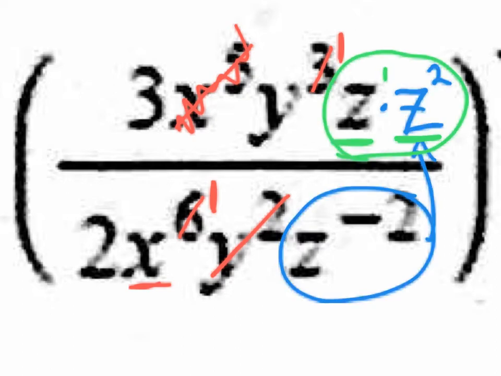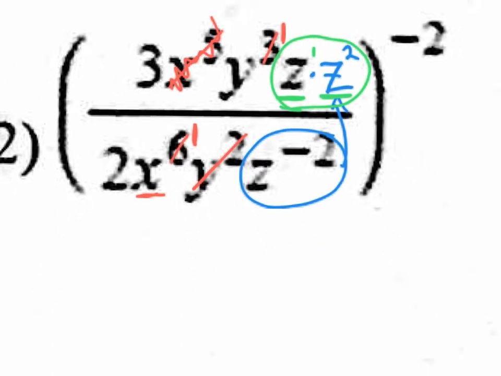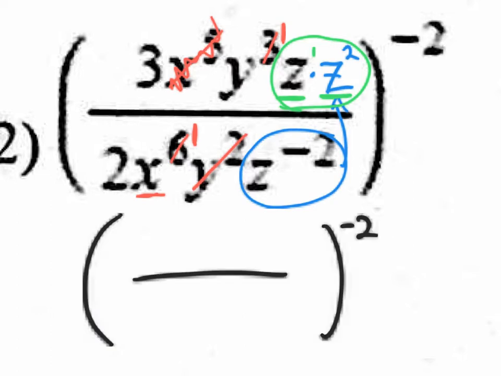Now notice it's getting really ugly. So in order to not make mistakes, I'm going to rewrite what I have so far down here. I'm going to put the parentheses. I'm going to put that negative 2 on the outside. I'm going to put the fraction on the inside. And let me write what I have so far. Up on top, I have a 3. Let me write that down. That one didn't change. It's still a 3.